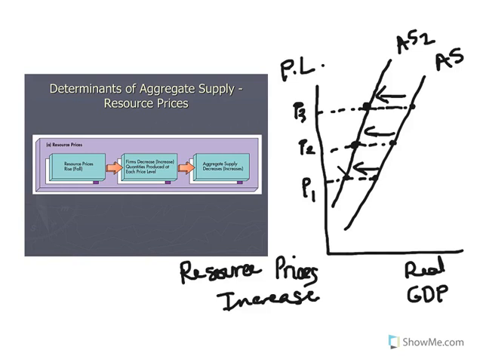Firms are then going to increase the quantity they produce at every price level, and your aggregate supply curve would be increasing and it would be shifting to the right. So of course we know shift to the right means it'd be shifting this direction here.